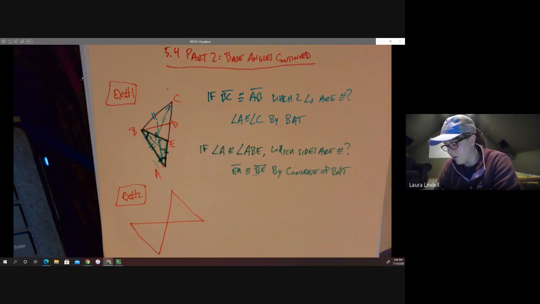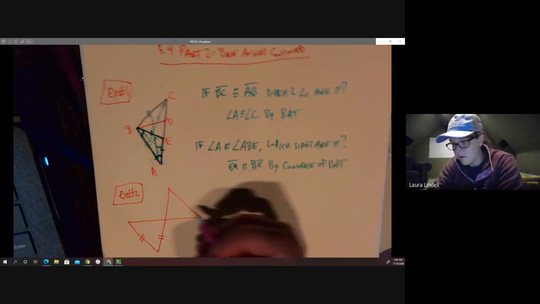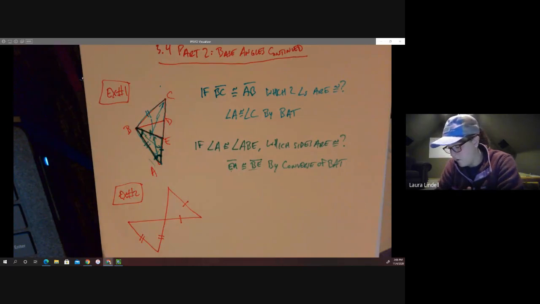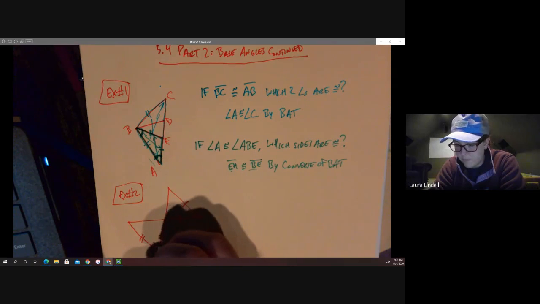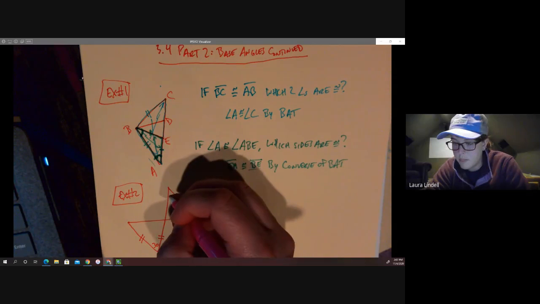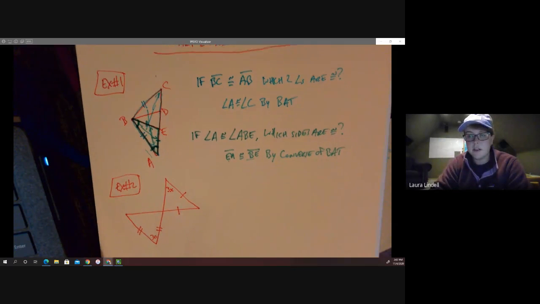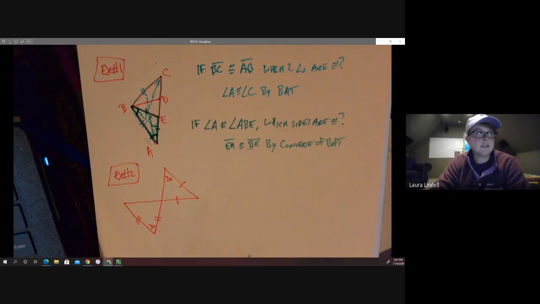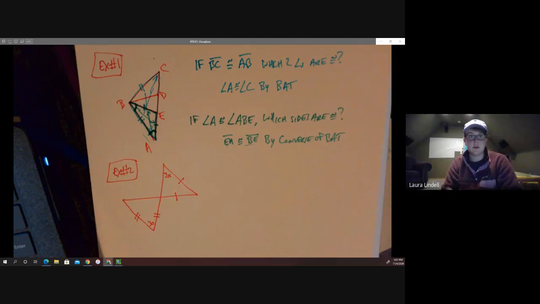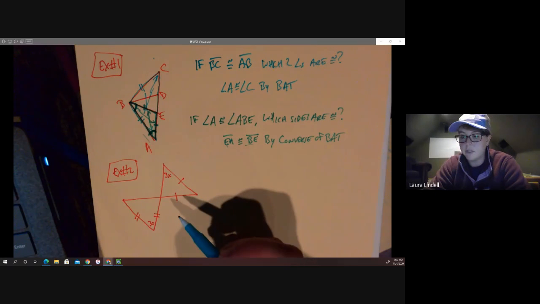So there's our picture. And we want to figure out what 3x is, so we can set those equal and find x. Okay. And we're given information about the different sides that are equal to each other on these triangles.